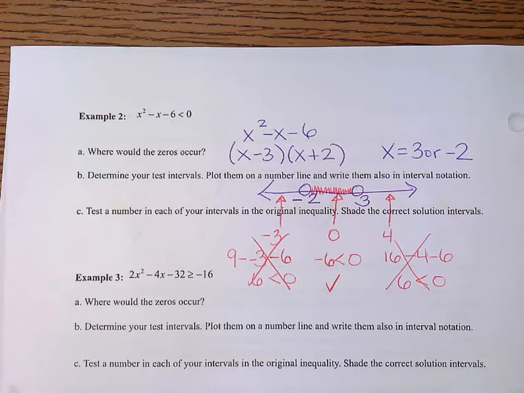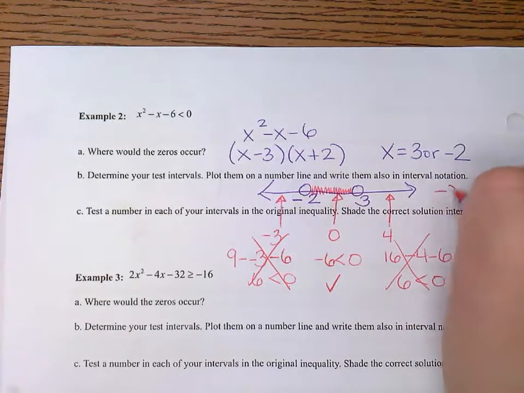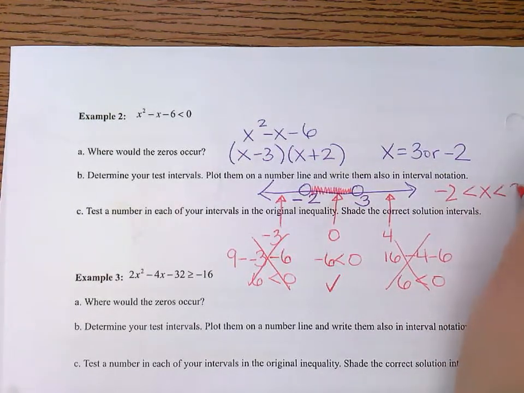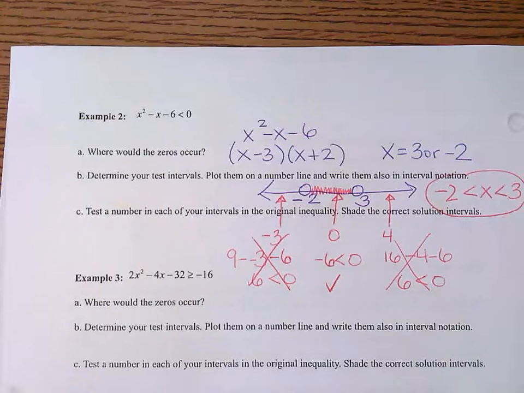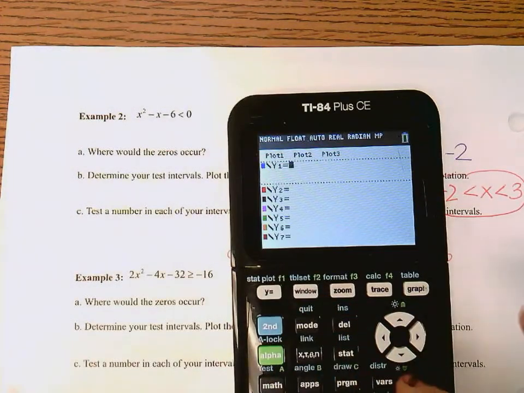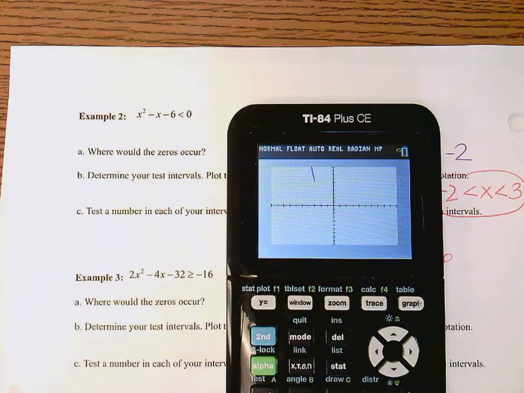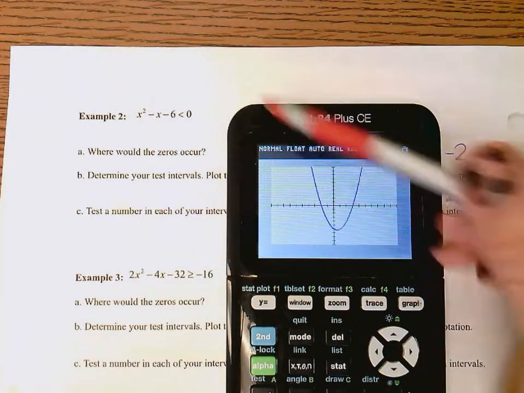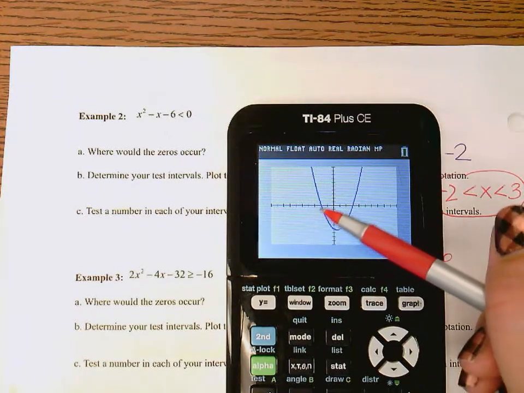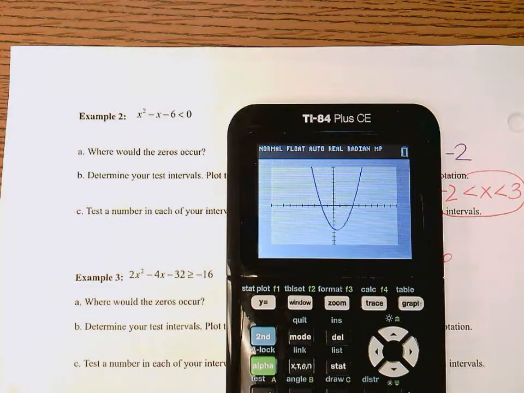So my solution again is kind of this inner section: negative 2 is less than x is less than 3. So let's just take a look at this polynomial function here. We've got x squared minus x minus 6. What does that look like when I graph it? It's again a concave up parabola. Where was it less than 0? Between negative 2 and positive 3 is where I was below the x-axis.